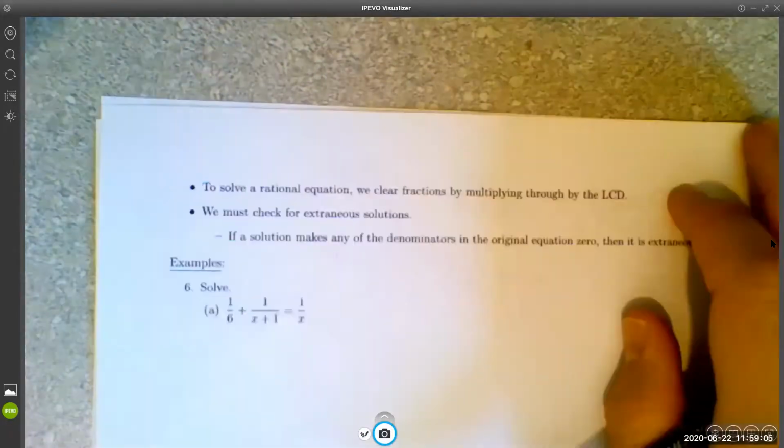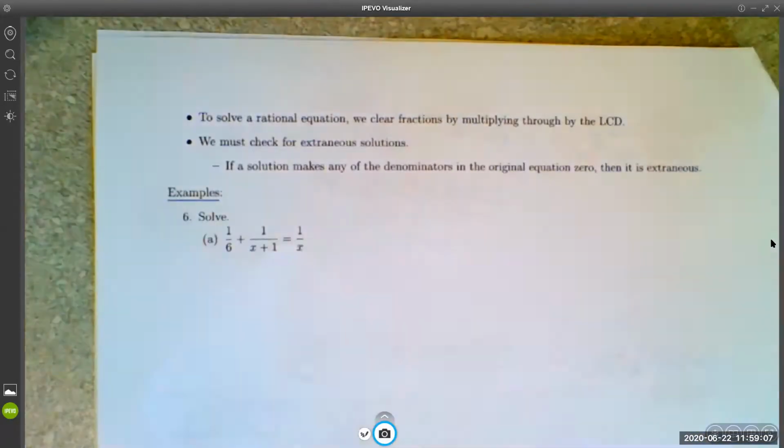So we can simplify rational expressions now, right? We've talked about simplifying by adding, subtracting, multiplying, dividing, clearing complex fractions and stuff.